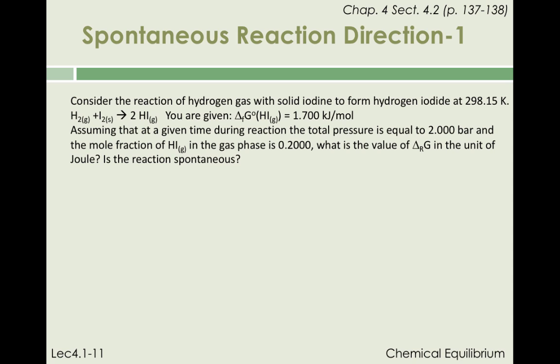For this problem, we want to calculate ΔrG when the total pressure is 2.000 bar and the mole fraction of hydrogen iodide in the gas phase is 0.2000.